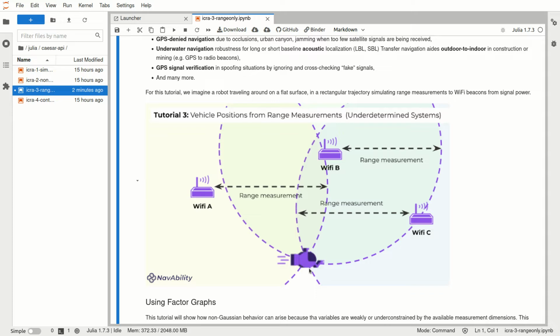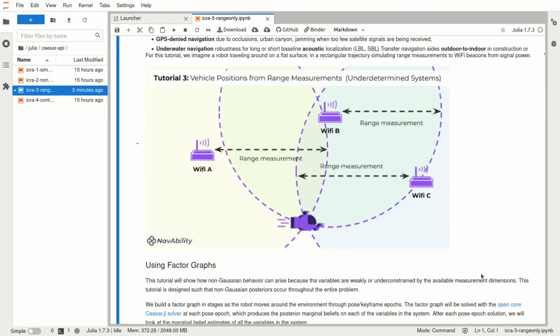And what you'll see in this tutorial is when there are too few ranges. So in 2 dimensions, if you only have 2 ranges, you'll have 2 intersects. So just think about, let's say, Wi-Fi A and Wi-Fi C are working. You'll have a range arc and another range arc, and you've got 2 intersect points. So with only those 2, you'll have a bimodal result. If you bring a third, you'll have the unimodal result. So in this example, we're going to have a lower number of measurements and more variables that are weakly observed, and look at the non-Gaussian estimates that come out of that.